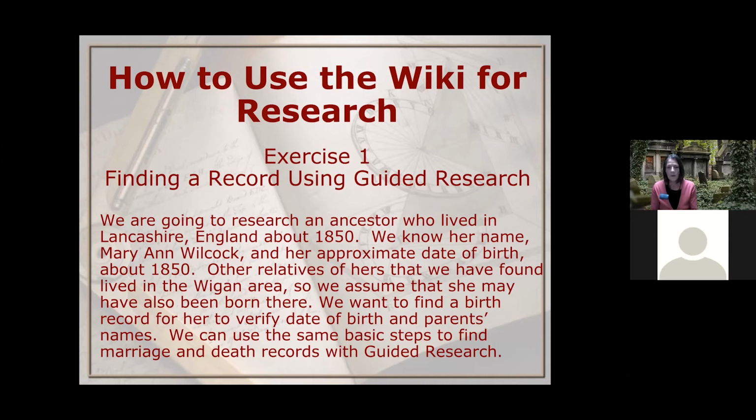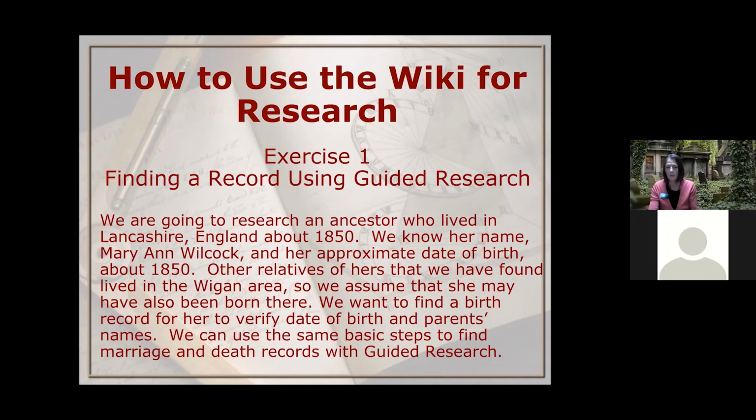Her name was Mary Ann Wilcock, and her approximate date of birth is about 1850. It may or may not be exactly that, but we know that she was born about in that time period. Other relatives of hers that we have found already lived in that Wigan area. So she comes from that area. Her family all lived in the Wigan area in Lancashire. And so we assume that she may have also been born there. We're not positive, but we think she might have been.